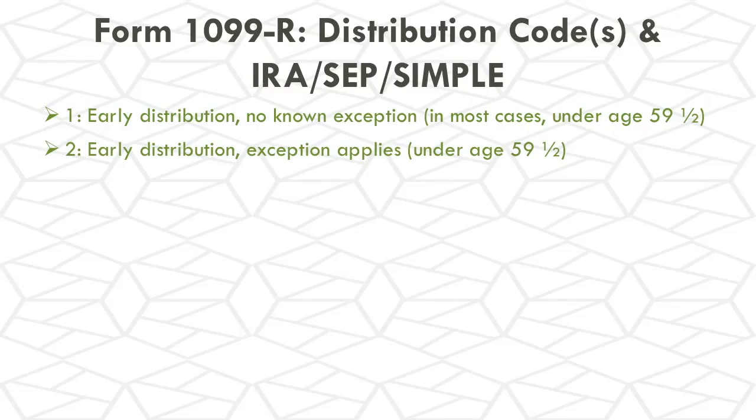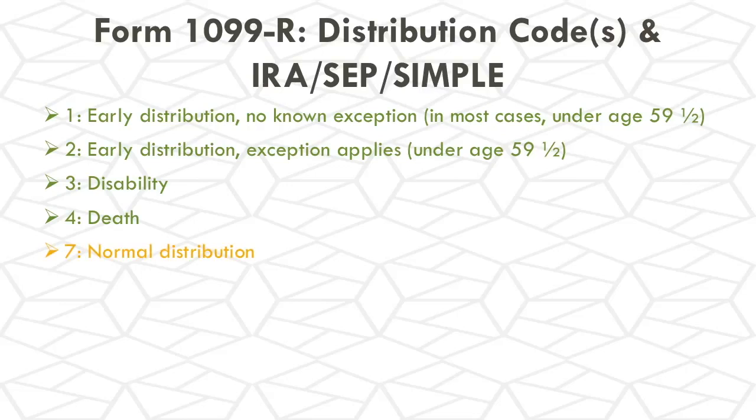Code 2 is an early distribution. However, there is an exception that applies. We'll talk about what those are later. Again, that would be an early distribution before age 59 and a half. If there's Code 3, it indicates that this is a disability payment. We're going to talk more about that at the end of this lesson, so just table that for now. Code 4 indicates that this is a distribution after the death of the taxpayer. So this could be that a taxpayer's surviving spouse is receiving this as a distribution.